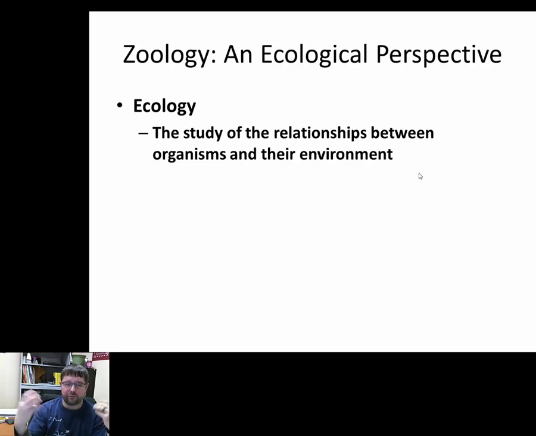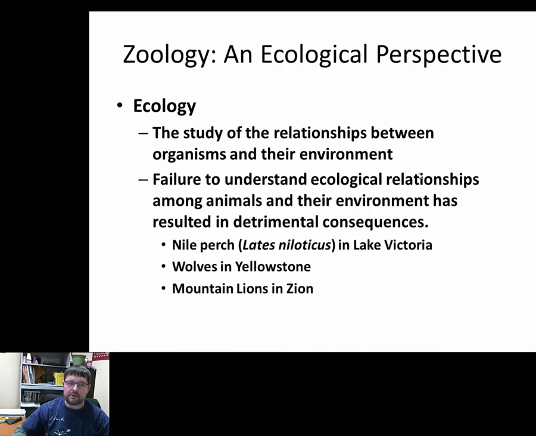And so there's lots of ways in which you can be an ecologist. You can study very small single species ecology or large community ecology. But nonetheless, when we fail to understand the ecological relationship of animals to their environment, there are detrimental consequences.